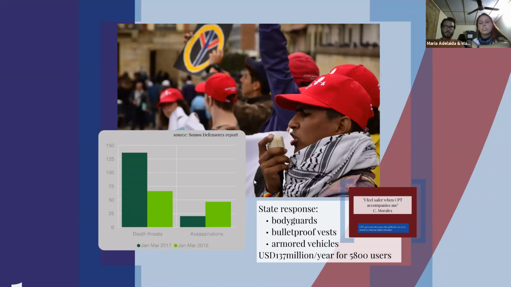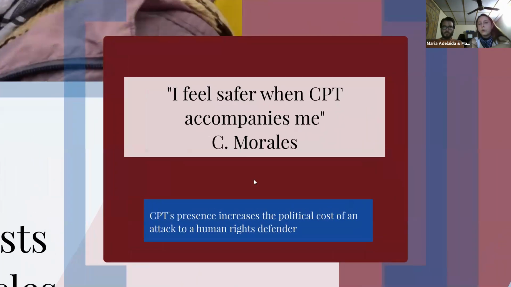But the state is not taking care of this situation, and we are still facing assassinations and violations of human rights and international humanitarian law. So as I was saying at the beginning of the presentation, this is what a man from one of the communities that we accompany said to us. He said, "I feel safer when CPT accompanies me." And what we see is that CPT's presence increases the political cost of an attack on a human rights defender.